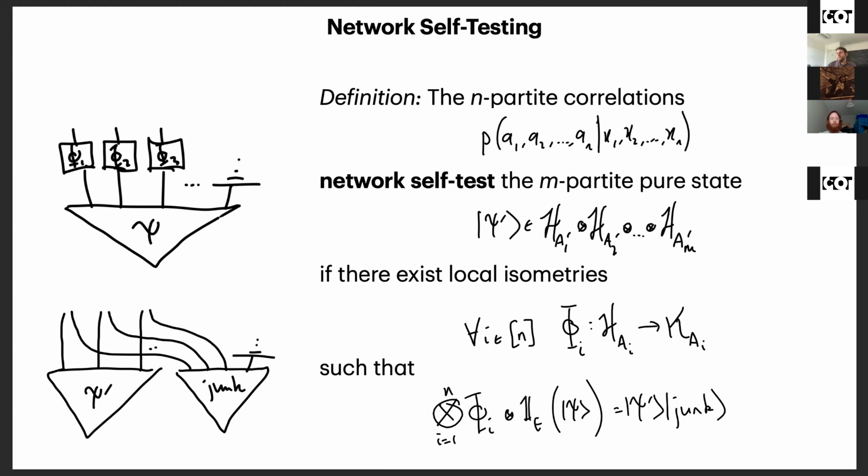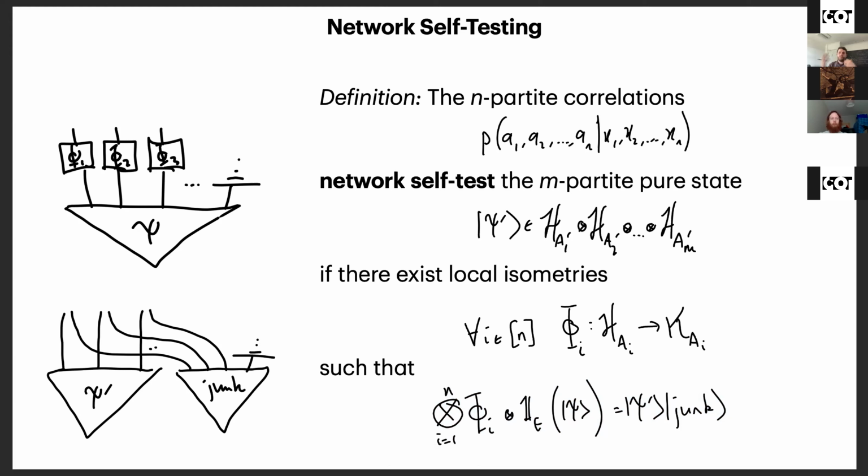But okay, here's the definition. So we have our n-partite correlations, the correlations generated from n parties. And we say these correlations network self-test an m-partite pure state if there exist local isometries on all n parties, such that you end up again with your target state, which is now an m-partite target state. So this is an n-partite physical state, and we want to get our m-partite target state. Okay, good. So this is our general definition of network self-testing.